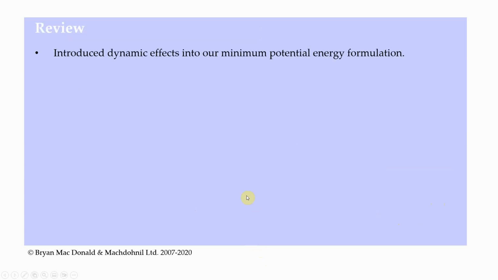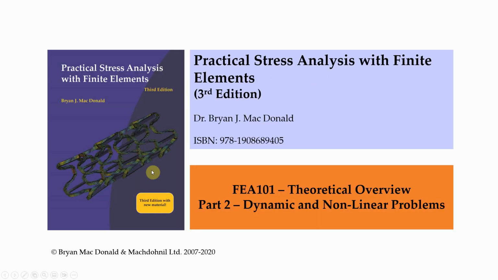So that's it for today. It's a reasonably short video. We just showed how we can introduce dynamic effects into our minimum potential energy formulation, and we had a brief review of the various types of nonlinearity that can arise in FEA and how they arise, and just some examples of those. So again, as usual, if you want more information, please do go and get a copy of the book. There's a lot more information in there.